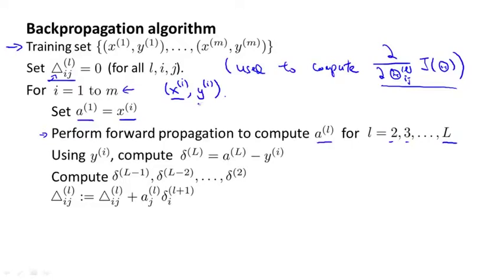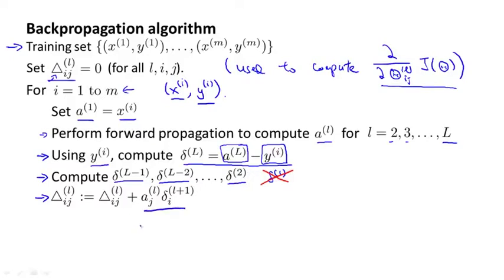Next, we're going to use the output label yi from the specific example that we're looking at to compute the error term delta L for the output layer. So delta L is what the hypothesis output minus what the target label was. Then we're going to use the backpropagation algorithm to compute delta L minus 1, delta L minus 2, and so on down to delta 2. Once again, there is no delta 1 because we don't associate an error term with the input layer. And finally, we're going to use these capital delta terms to accumulate these partial derivative terms that we wrote down on the previous slide.